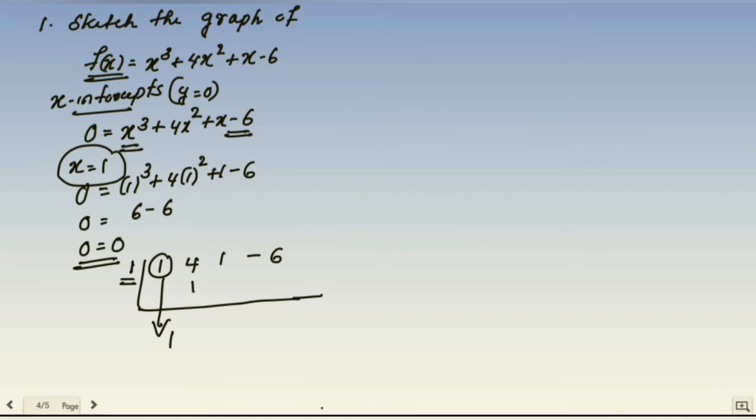Then I'm adding. So it's going to be 5. Then I'm doing the same thing. This 5 is going to multiply again this first x-intercept and write it under the next number. That is 5 times 1 is going to be 5. Then I'm adding. That is going to be 6.